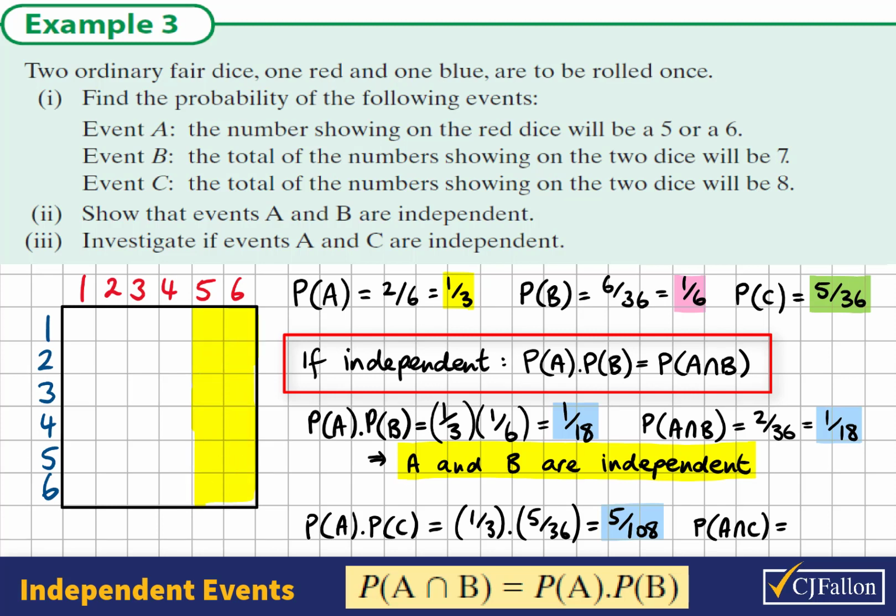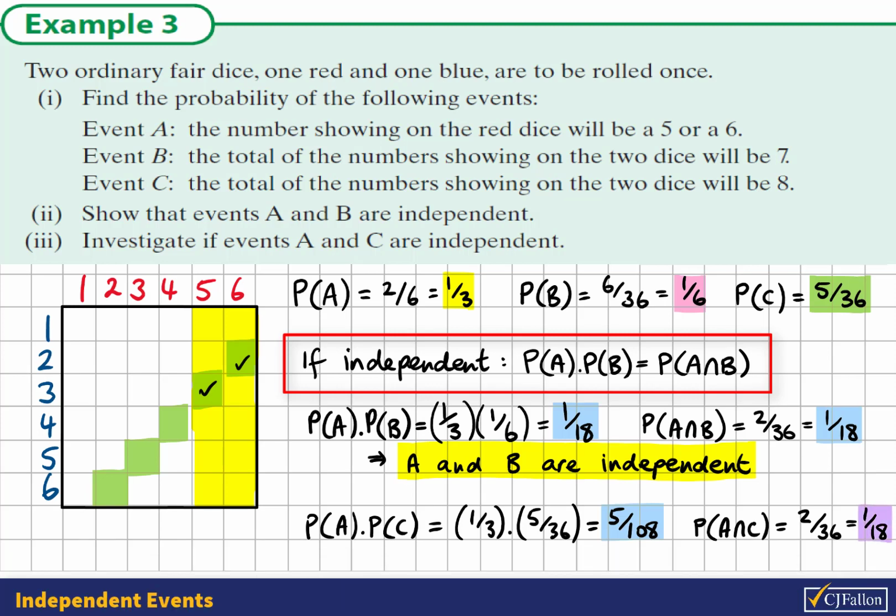So I'm shading in here the number of ways that you could roll a 5 or a 6, and here the number of ways you can get an 8. We'll see there are 2 ways you get a 5 or 6 in the red and you still get an 8. So 6 red and 2 blue, and 5 red and 3 blue. So that's 2 out of 36, which is 1 out of 18.